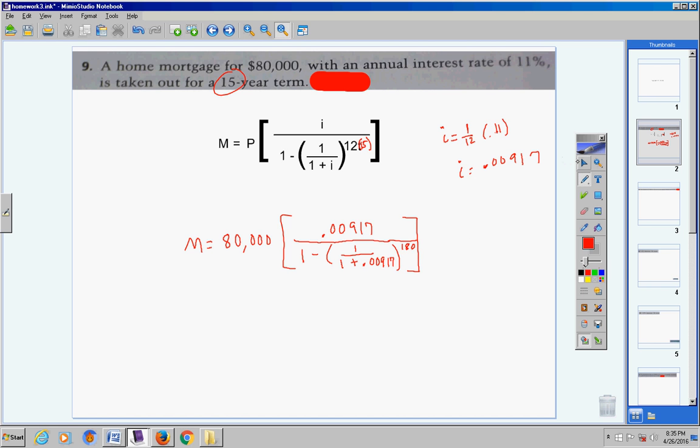First of all, let's add 1 plus 0.00917. If we do that correctly, we will get 1.00917. Now let's divide this in our calculator. Let's take 1 divided by 1.00917, and we get 0.9909133248. Now we're going to take this to the 180th power, and we get this right here.